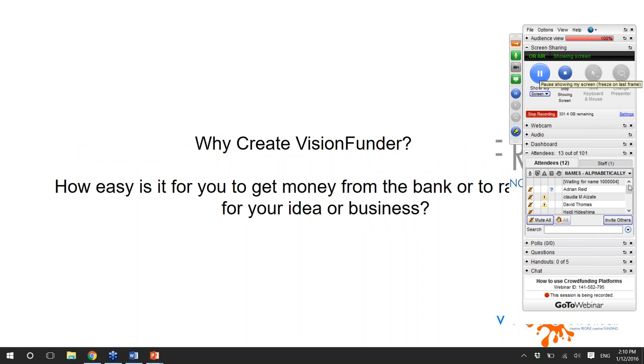So I ask entrepreneurs all the time, how easy is it for you to get money from, say, a bank, for your idea? And a lot of people have great difficulty, for a whole host of reasons. It could be the issue of collateral, it could be they don't qualify for the amount they want. And the reality is that banks in themselves are not really geared towards funding startups.